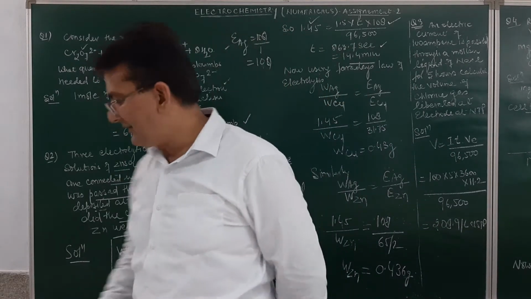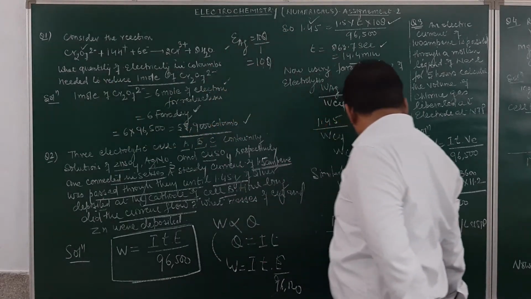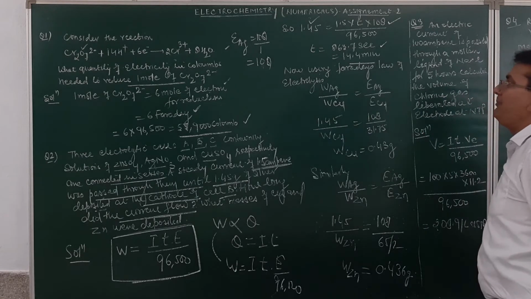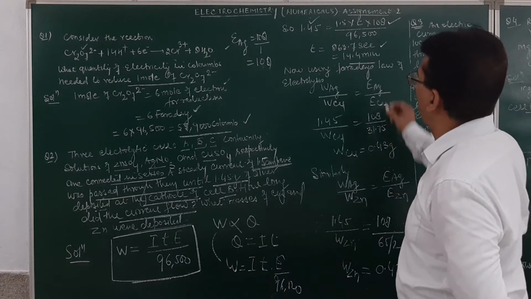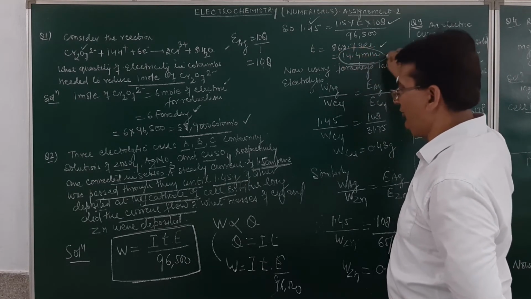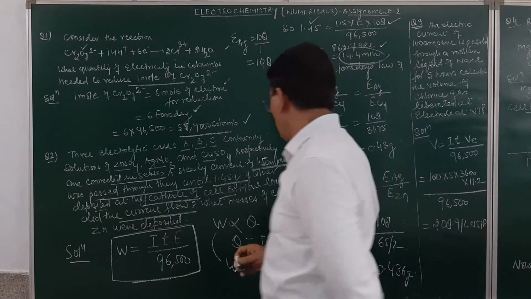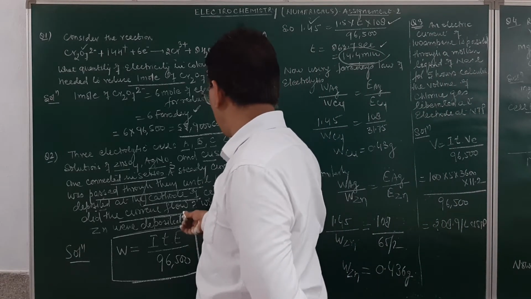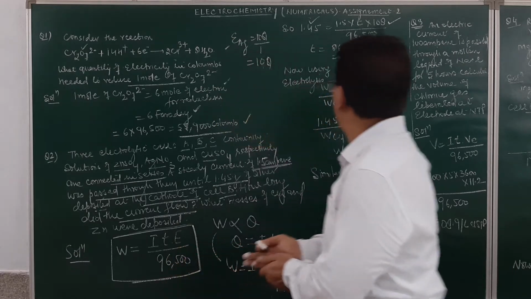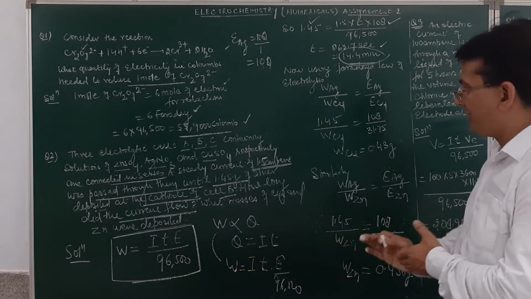So what is the time required for the amount of substance to be deposited? It will be equal to 14.4 minutes. Am I clear? What is the question? How long will the current flow? The current flows for 14.4 minutes.